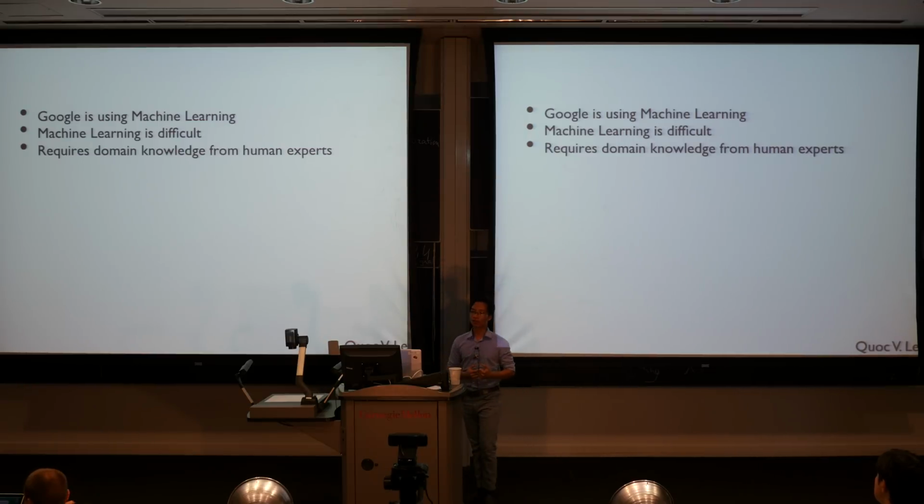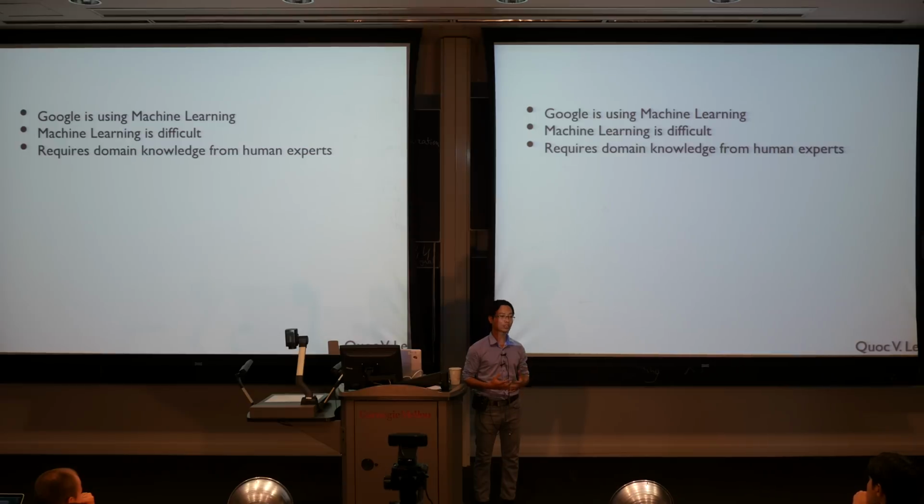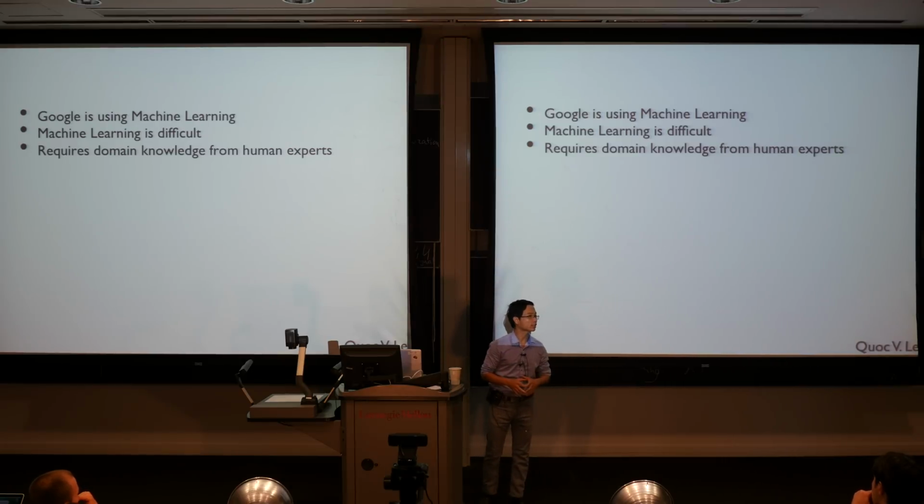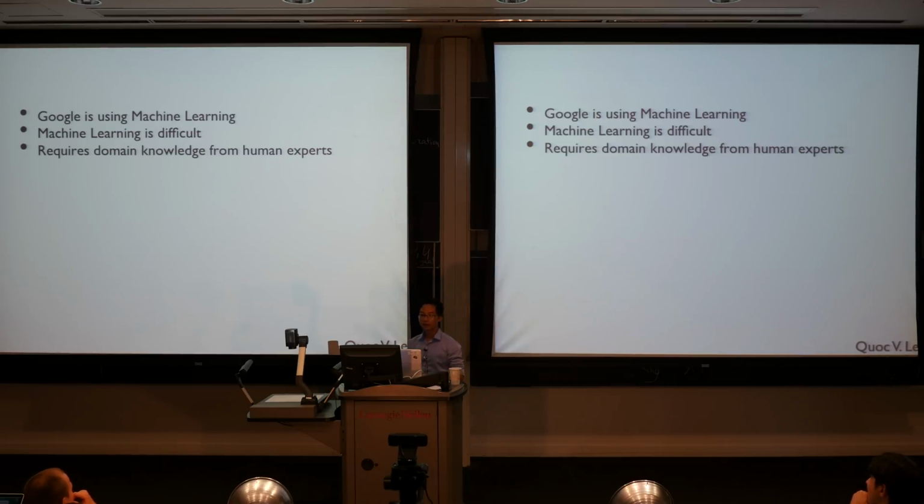So first, I want to start by saying that Google uses a lot of machine learning, right? And it uses a lot more machine learning than what I could imagine when I was in grad school. So when I was in grad school, I thought, oh, Google uses a lot of machine learning. It turns out it uses even more than what I could imagine. But machine learning is very, very difficult.